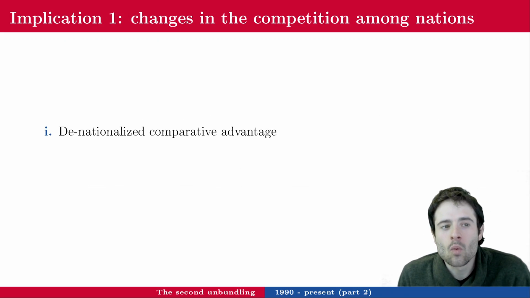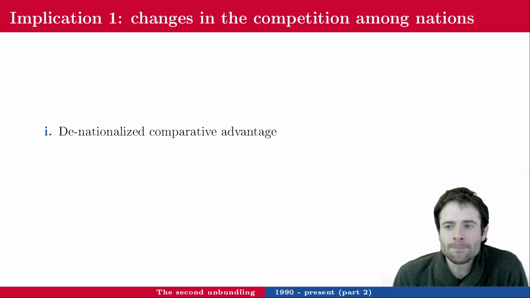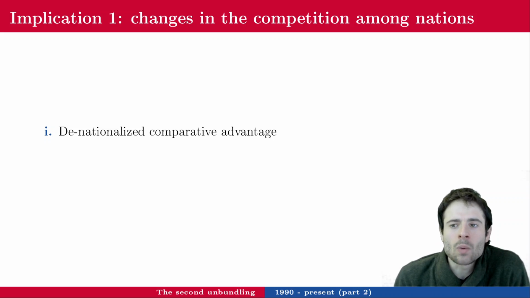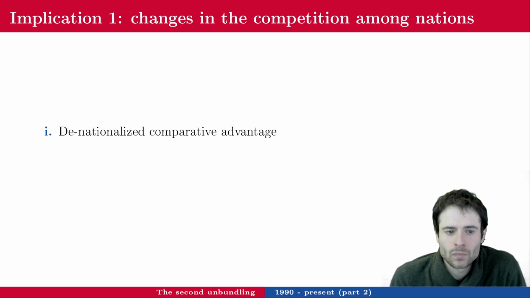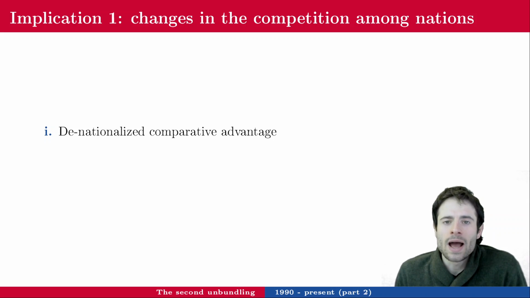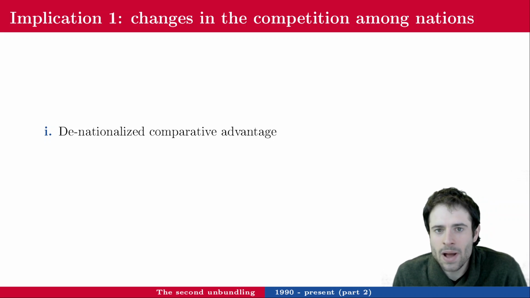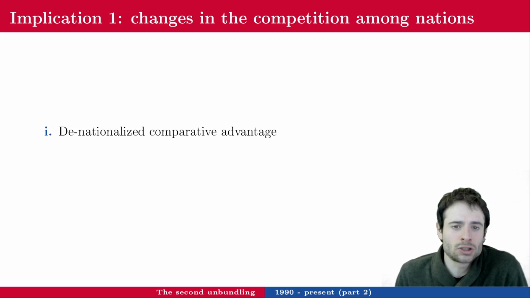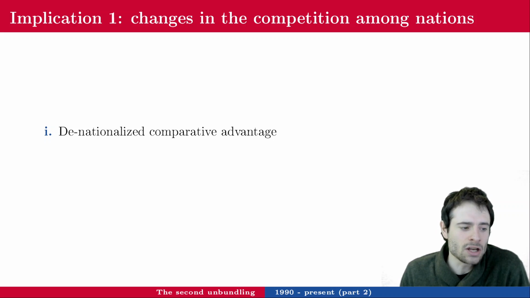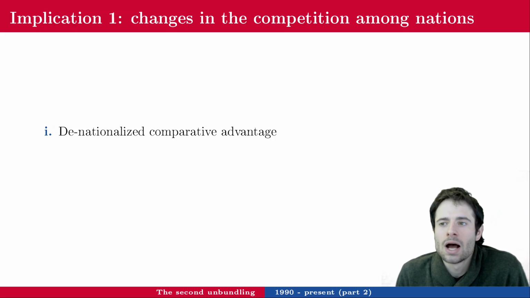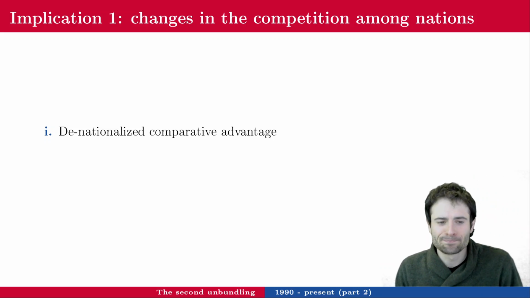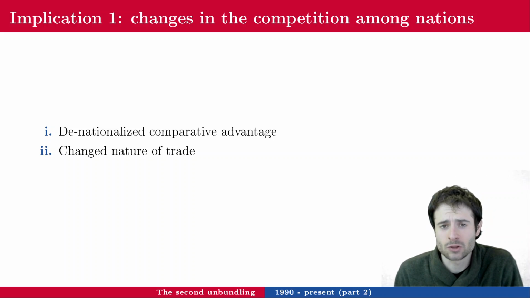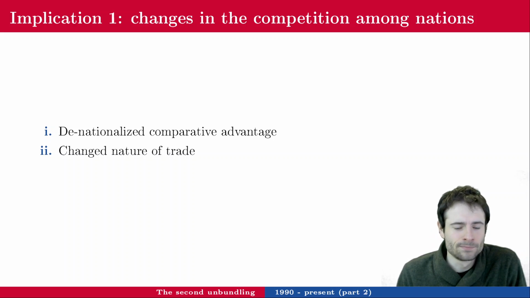Okay, so one of the implications, and there are too many implications here, is about how competition among nations changed. The notion of comparative advantage has been denationalized. It's not about France having comparative advantage in the production of one good versus England versus another country. Now, it's more about what stages of production firms are good at. And the second is it changed the nature of trade, which I already talked about, but doesn't hurt to repeat things a bit.